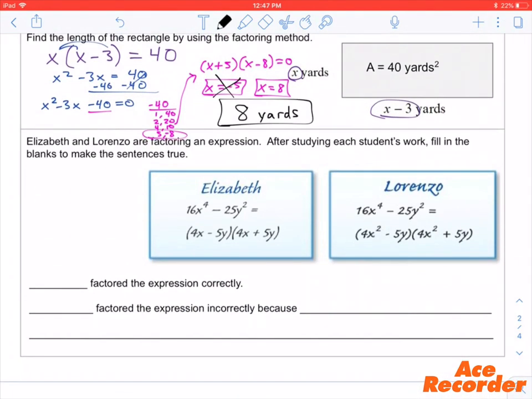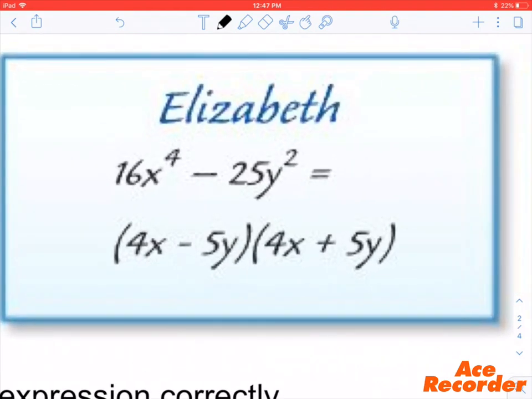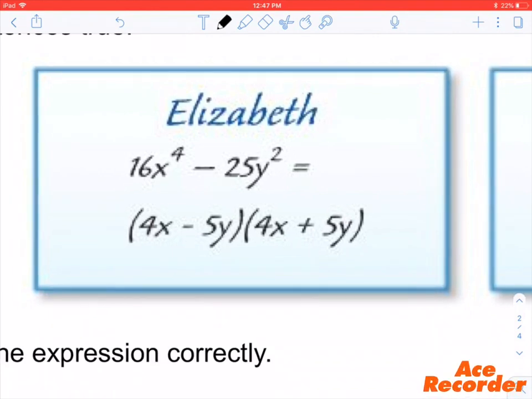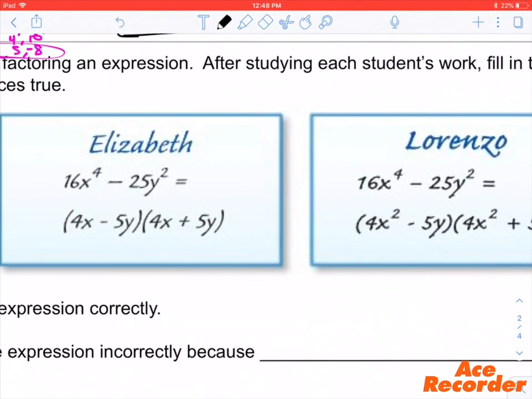So our last one here, Elizabeth and Lorenzo both factor, but only one factored correctly. So if I'm looking at this, this is difference of squares. So 16 is going to give us 4. So they both had that, but only one had x to the 4th becoming what it needs to be. So x to the 4th goes down to x to the 2nd.